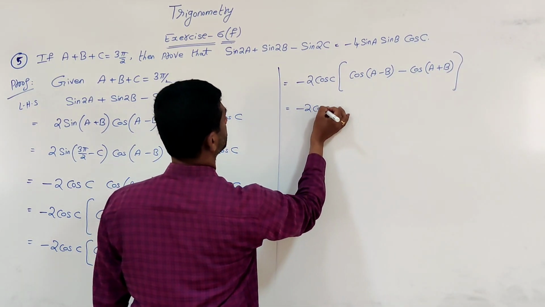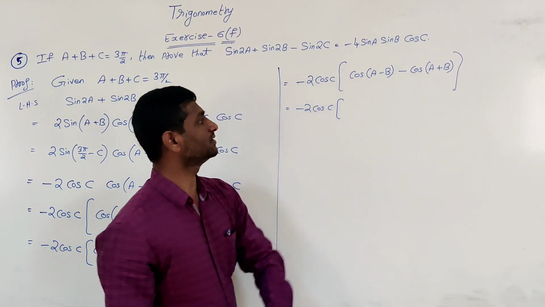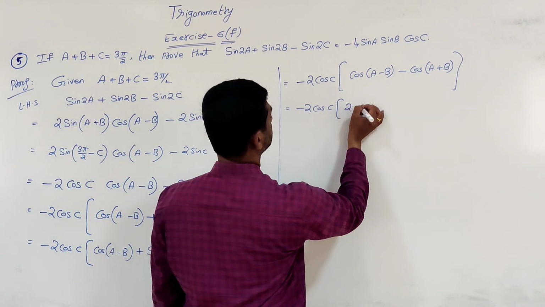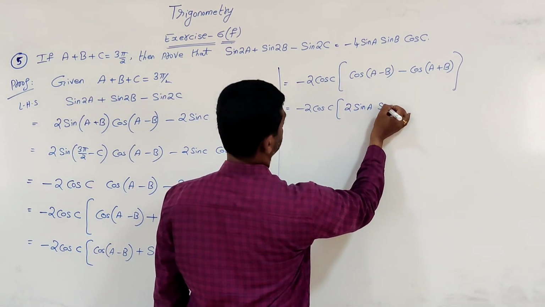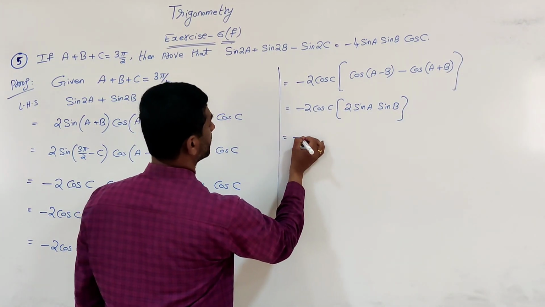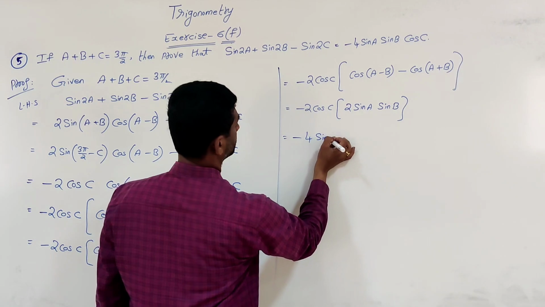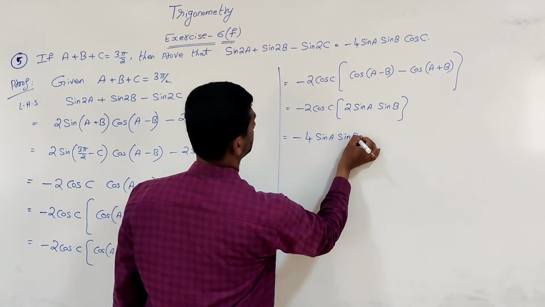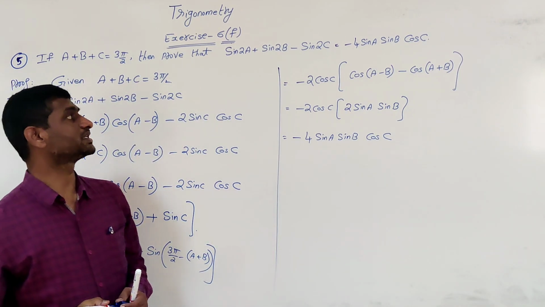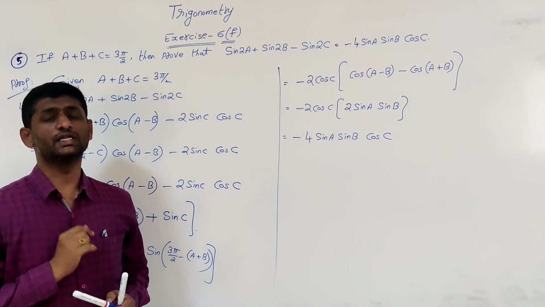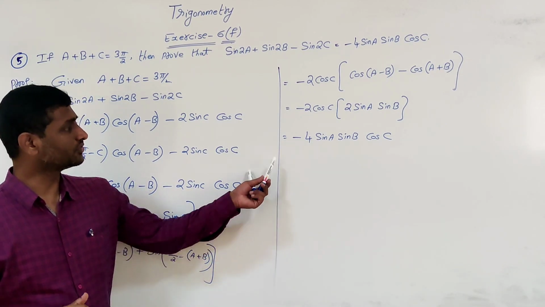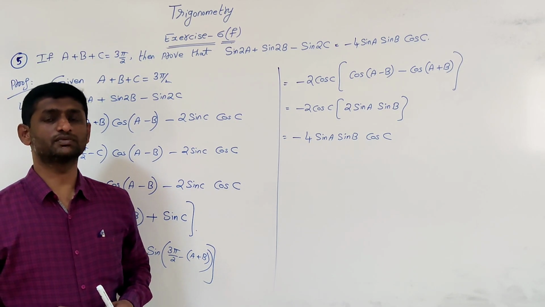Minus 2 cos C, and again we can expand. What is cos(A − B) minus cos(A + B)? It is 2 sin A sin B. So 2 times 2 with the minus gives minus 4 sin A sin B cos C. So that is the proof for sin 2A plus sin 2B minus sin 2C if the condition is that the sum of the three angles is 270 degrees. So this is the proof. Now next we'll go for the next problem.